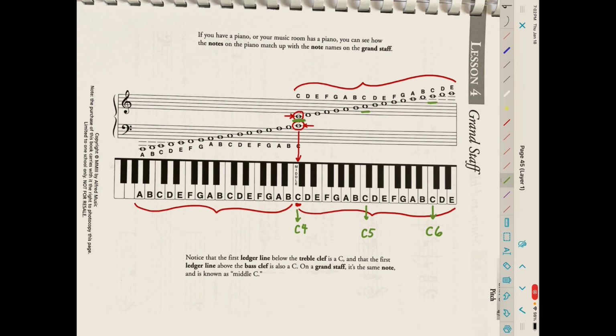And in the bass clef, C3 and C2, and even lower than that, are going to be pretty easy to read. This would be a C2, and this would be a C3.